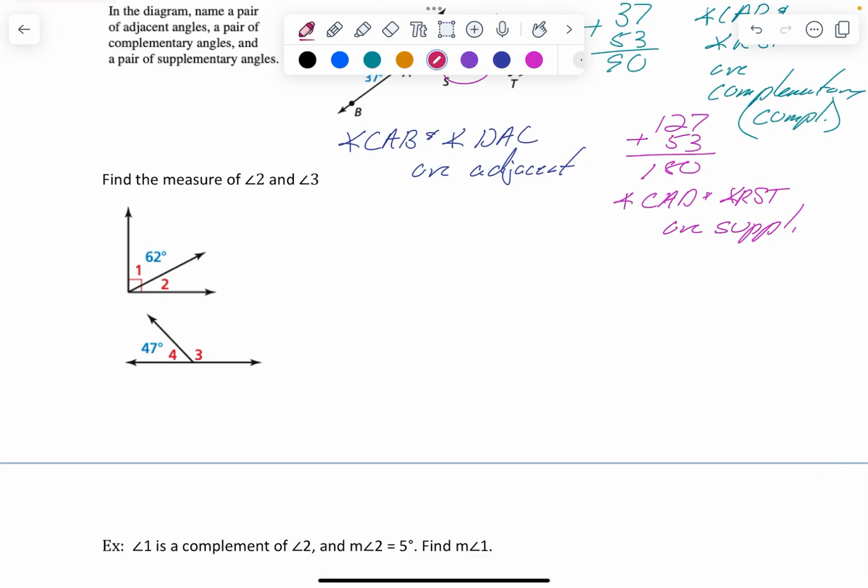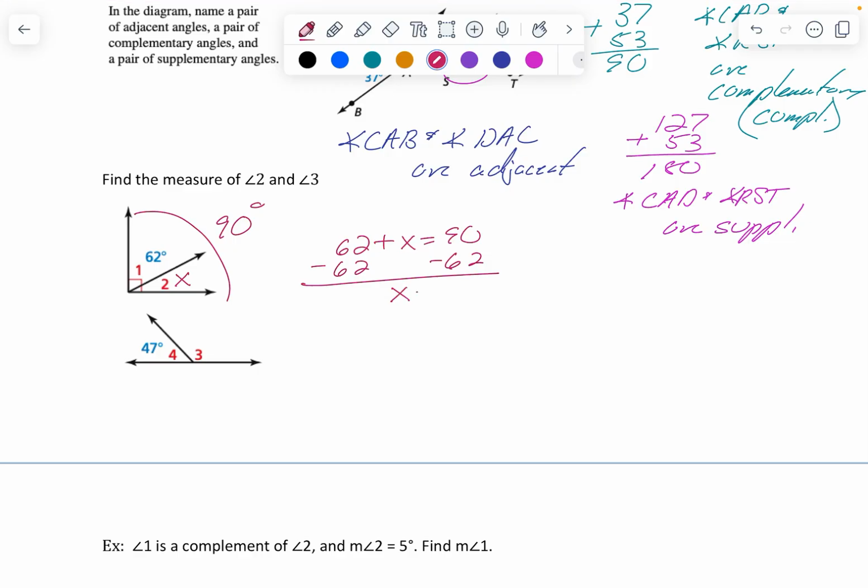Let's now use what we know to find some missing measures. So find the measures of angle 2 and angle 3. We can see angles 1 and 2 equal 90 degrees. This whole thing is 90 degrees. So it's kind of like the angle addition postulate. We know that 62, we'll call this x, because I don't want to say 2 since it's going to look like a number. So 62 plus x equals 90. We subtract 62 from both sides, and we get x equals 28. So 28 equals the measure of angle 2.